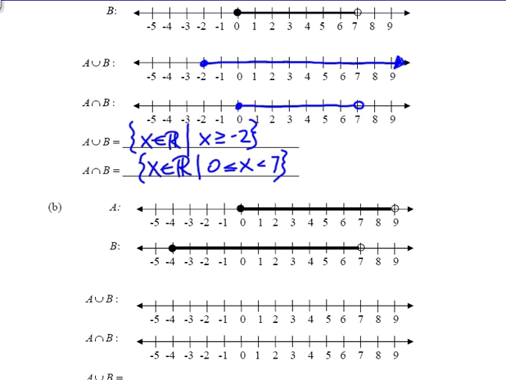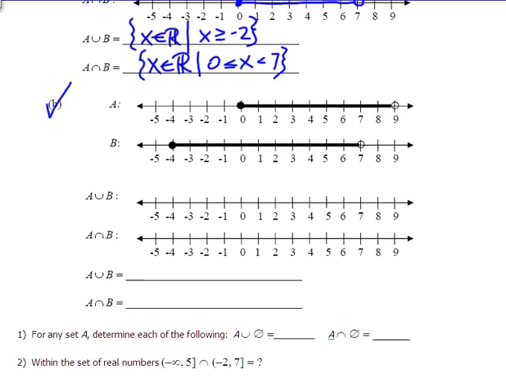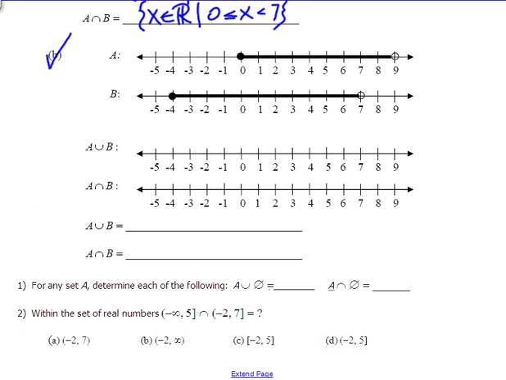So I will let you do B. And I will also let you do 1 and 2. I'm so kind that I let you do those. And I think that's it for this. So that's all. Finish up those few problems.